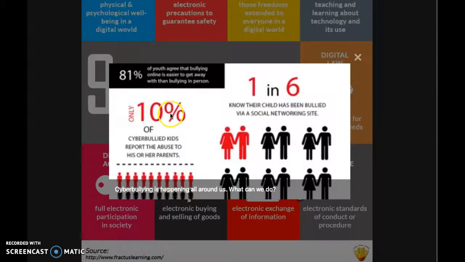So only 10% of cyberbullied kids report the abuse to his or her parents, and 1 in 6 know that their child has been bullied. So a lot of parents are just not even aware that their child is being bullied online. So it's happening all around us. What can we do?